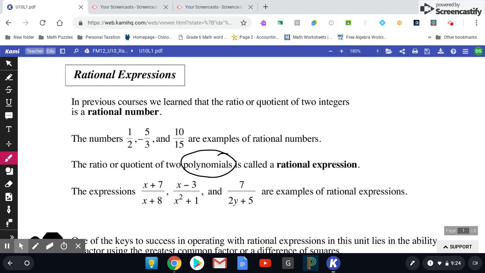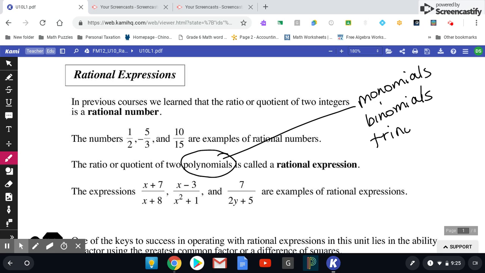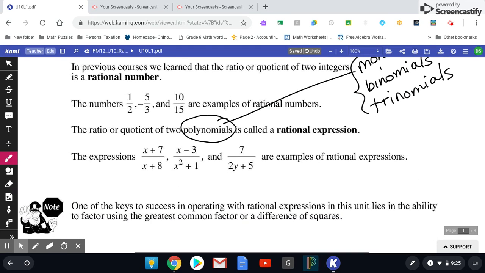When we see this word polynomials, we're going to think about the things we've learned. Monomials, those are one term, or binomials, when we have two terms, or trinomials. Those are all examples of very common polynomials. When we take two of those and we divide them, that's what the word quotient means, we get what we call rational expressions, such as x plus 7 over x plus 8, and those examples here.